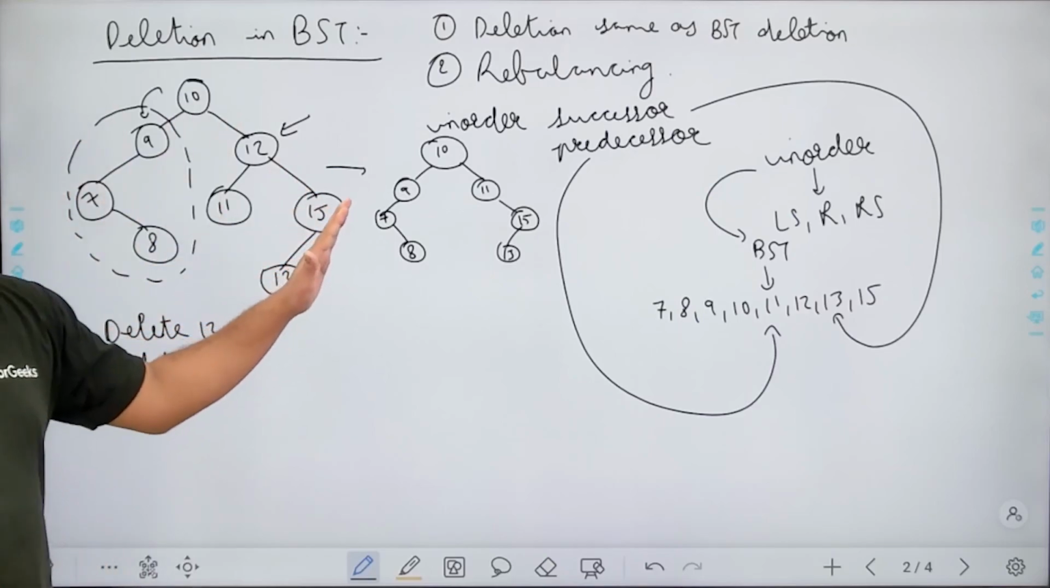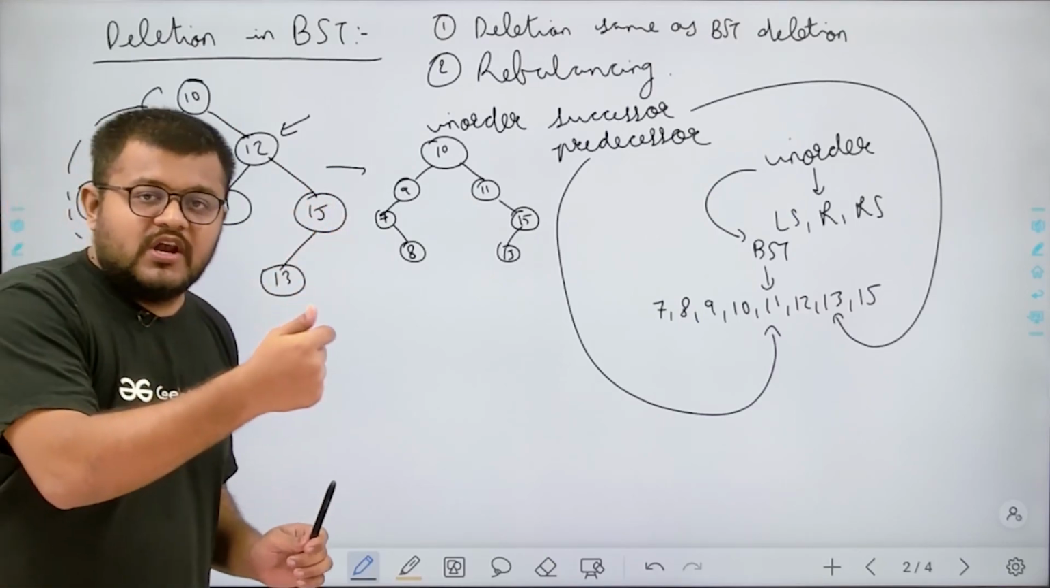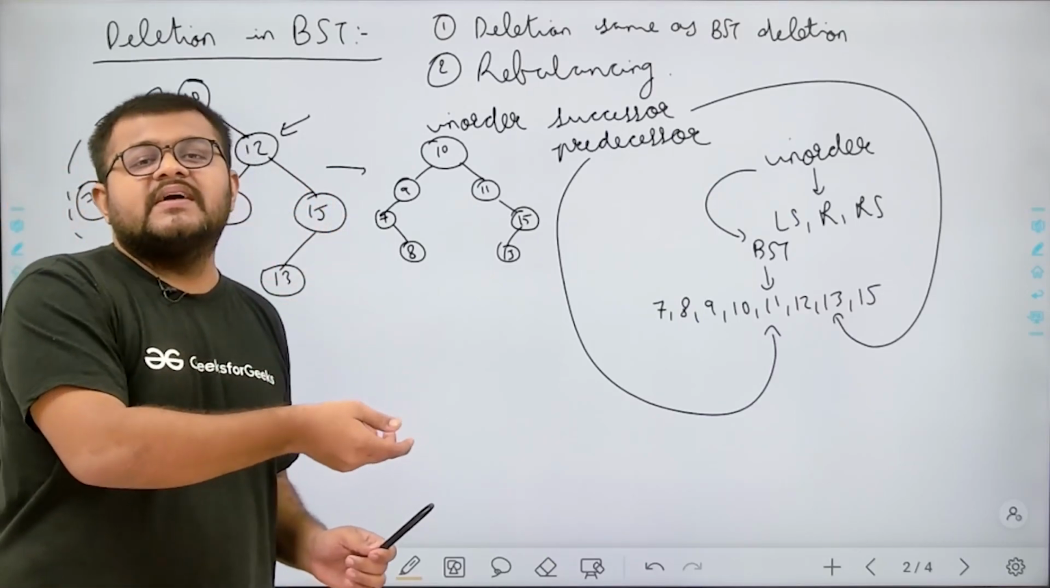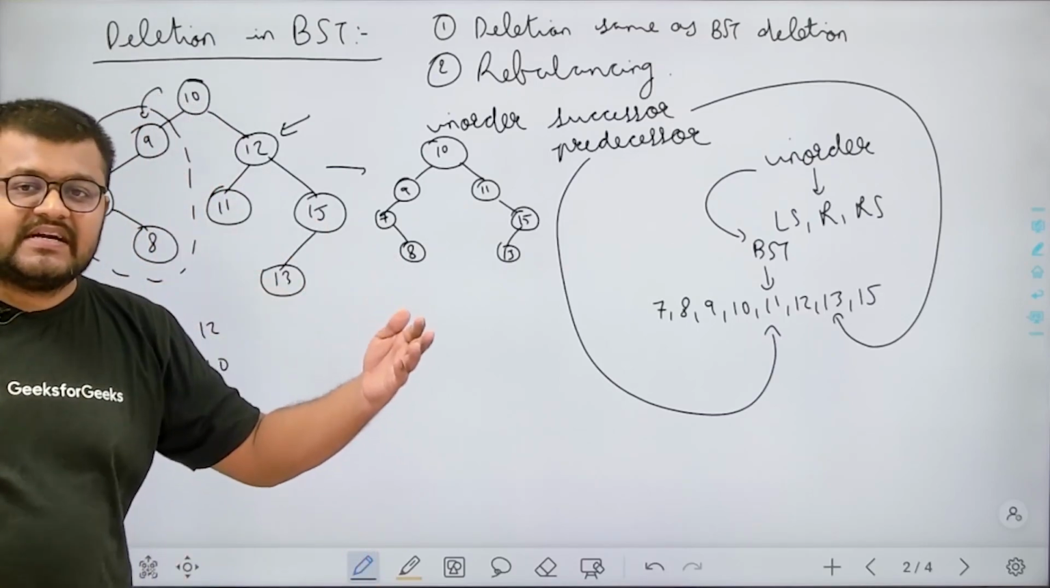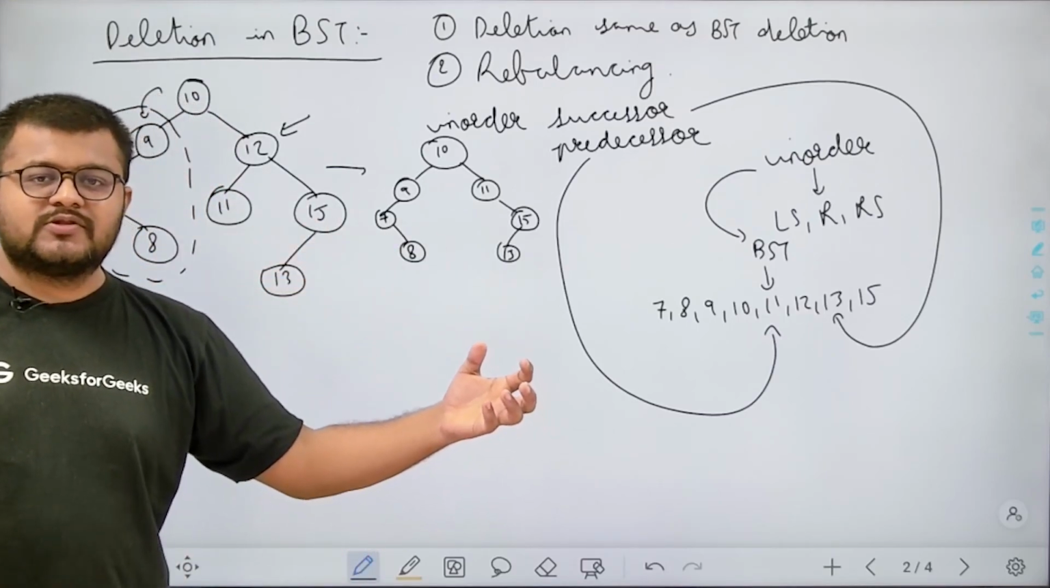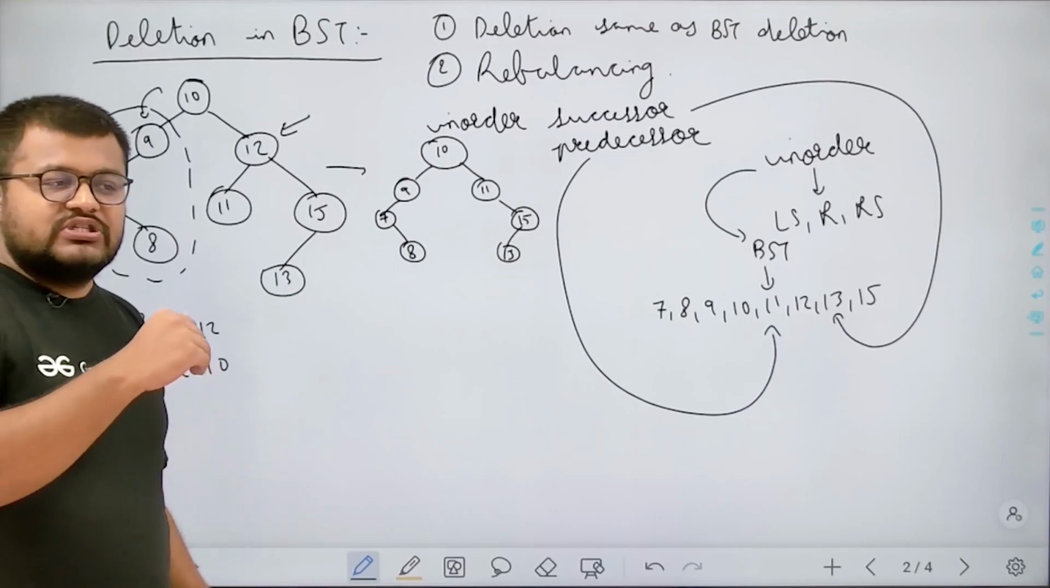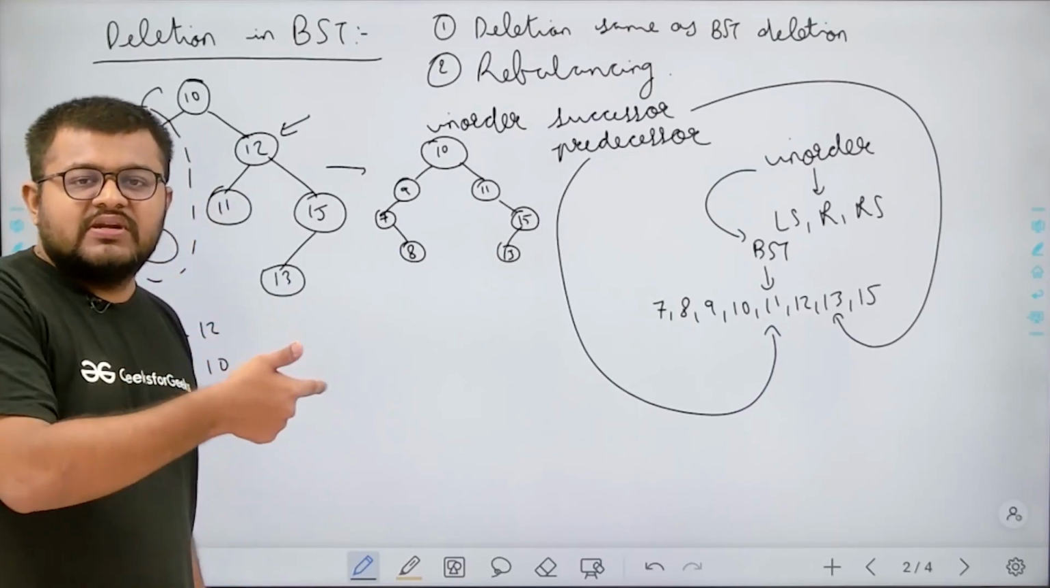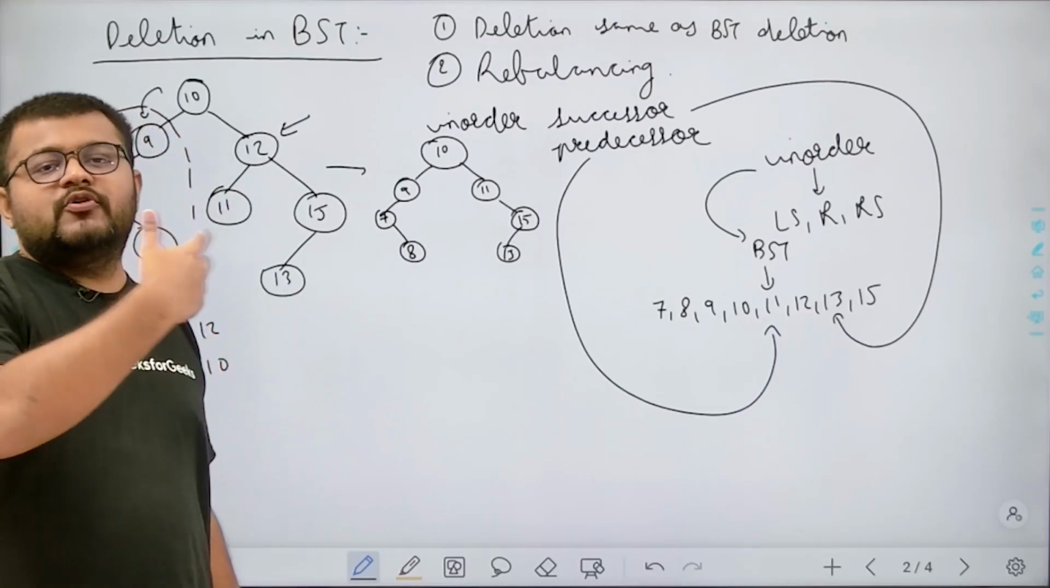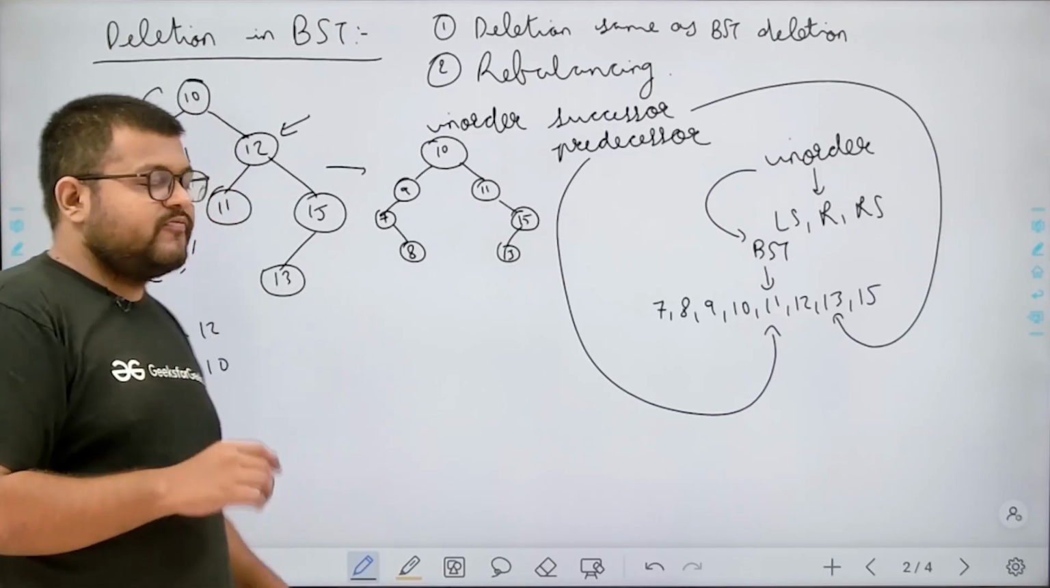And for the in order successor, it is the smallest value in the right hand side subtree, because right hand side subtree contains all the larger values than the current node, and we want just a value which is just after that. So the smallest value in the right hand side subtree of the given node.